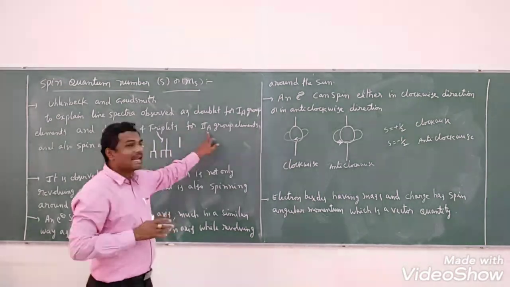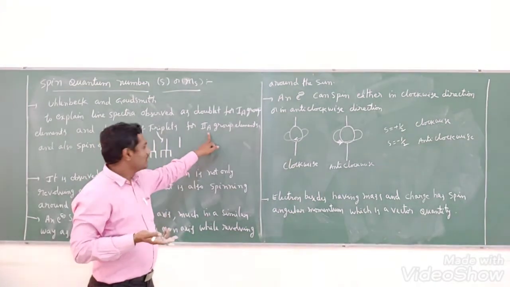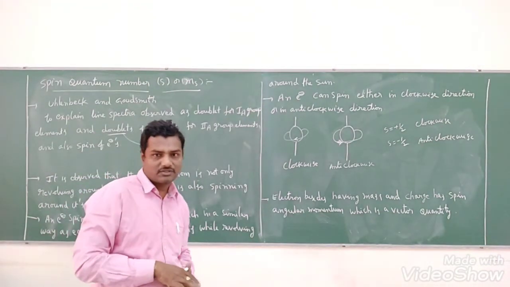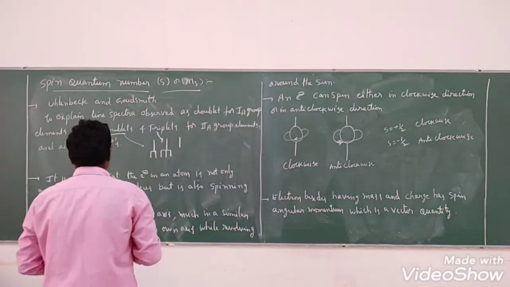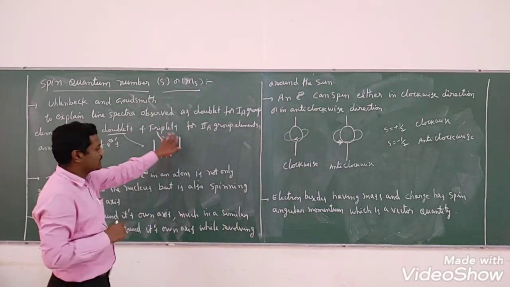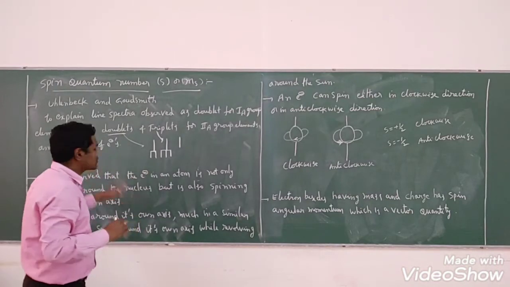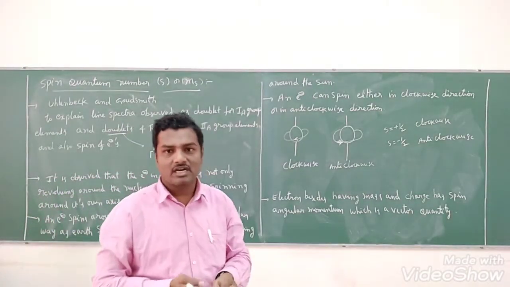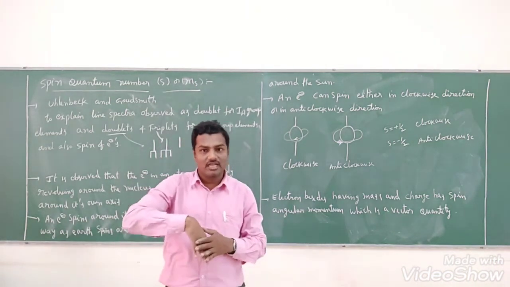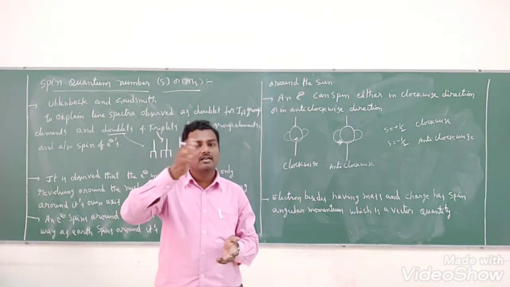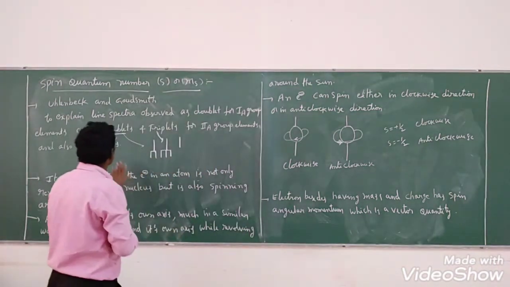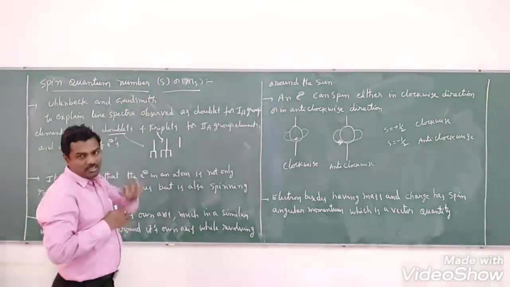Doublet. In case of alkaline elements, he observed both, that is what, doublets and the triplets also he observed, students. Okay? He observed that one. So to explain this one, doublet for first year group elements, doublets and triplets for second year group elements, and also spin of electrons. That means what? How the electron is revolving around the nucleus, whether in clockwise manner or in anti-clockwise manner. So to explain all these observations, he proposed spin quantum number, students.